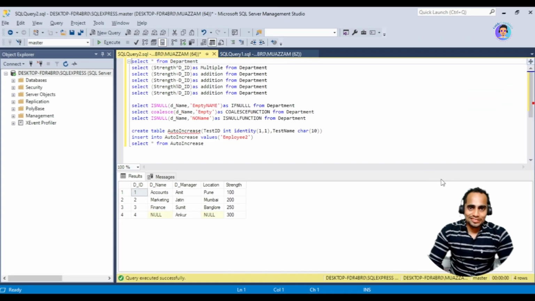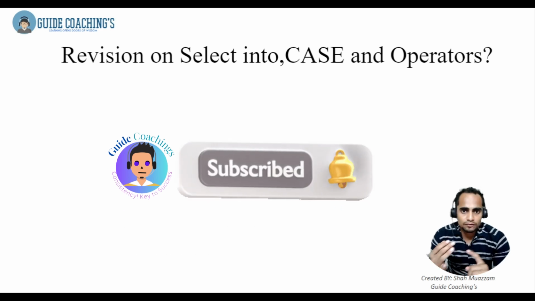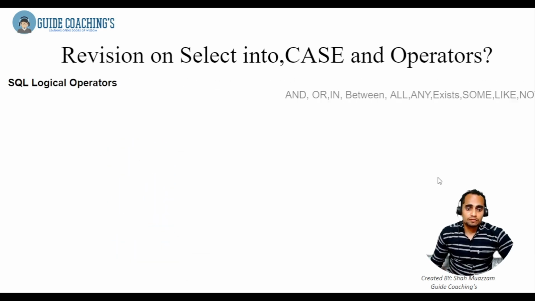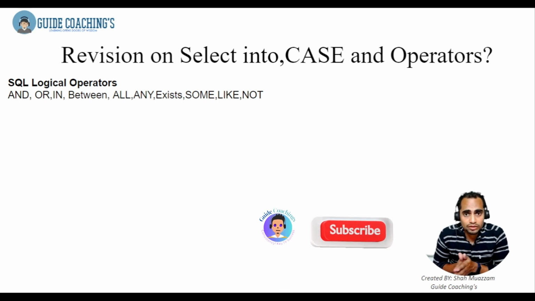My name is Muazzam Ali, and today we are going to revise our previous topic, the select into case and operators. First of all, we will see operators. We have seen logical operators: and, or, in, between, any, exists, some, like, not. We use like when we know a special letter and don't know the rest of the letters, with wildcard characters. You can refer to my previous video where we discussed the wildcards.